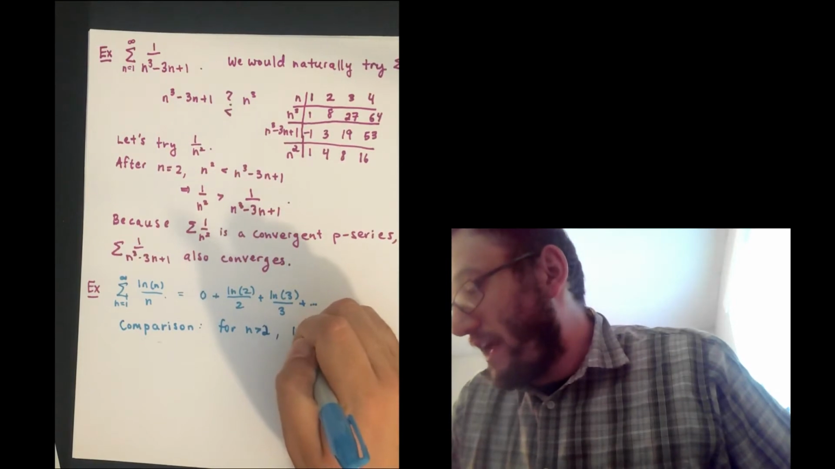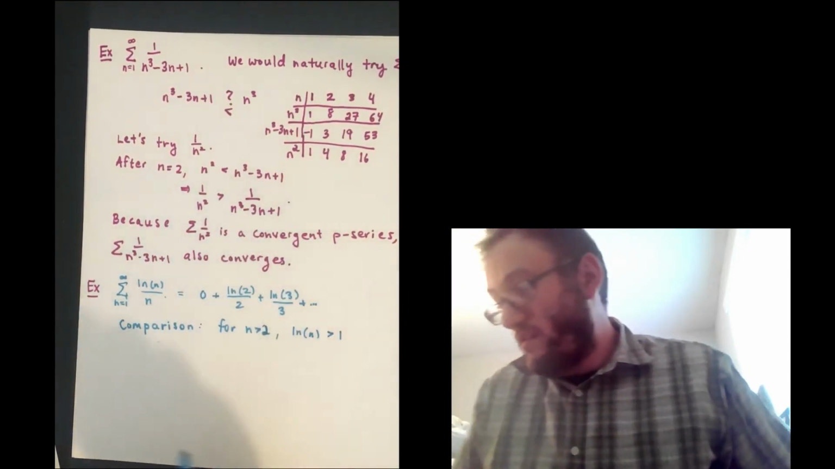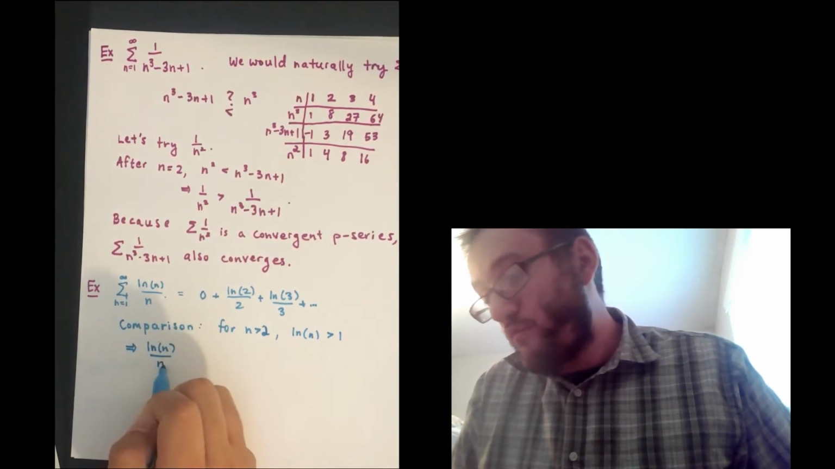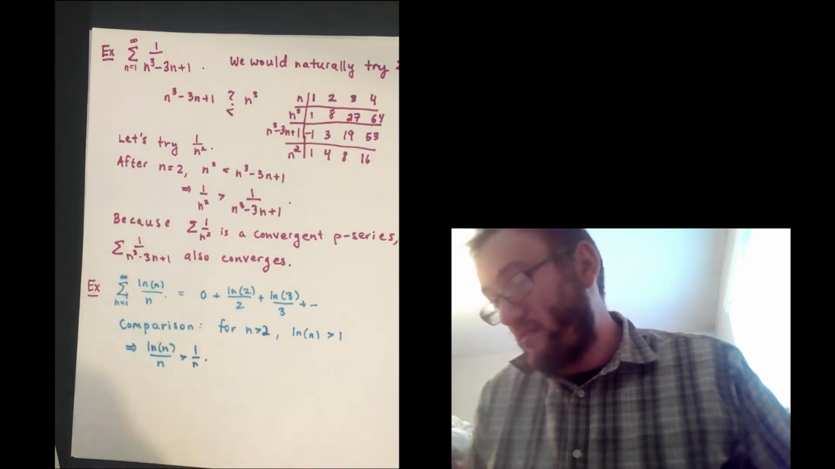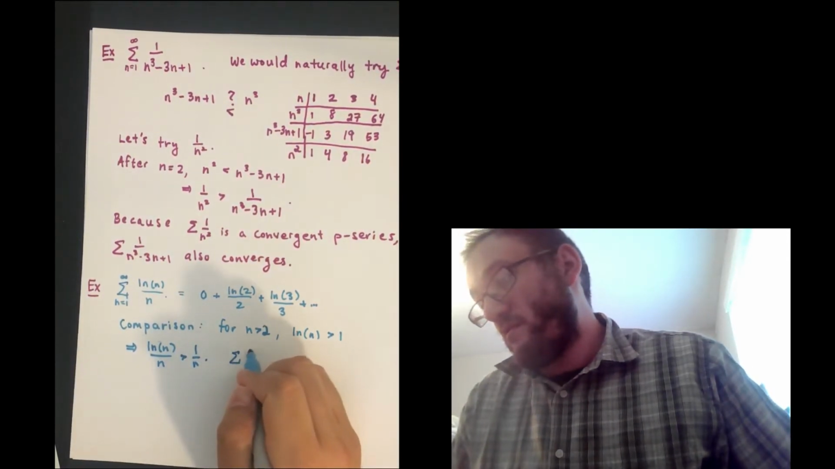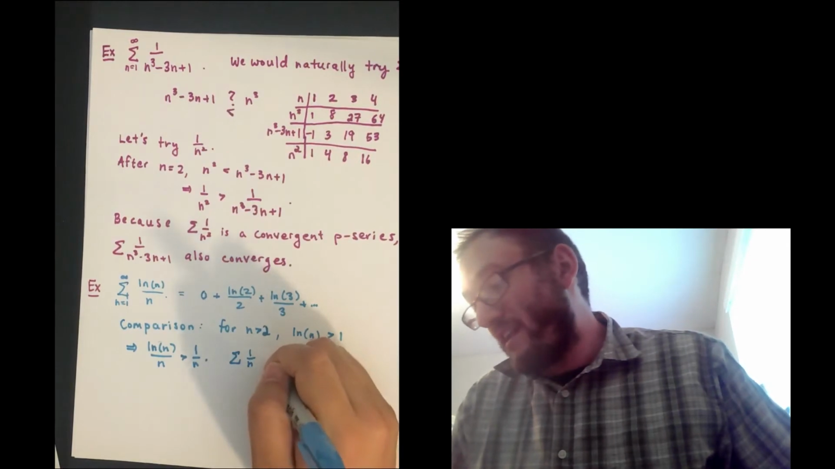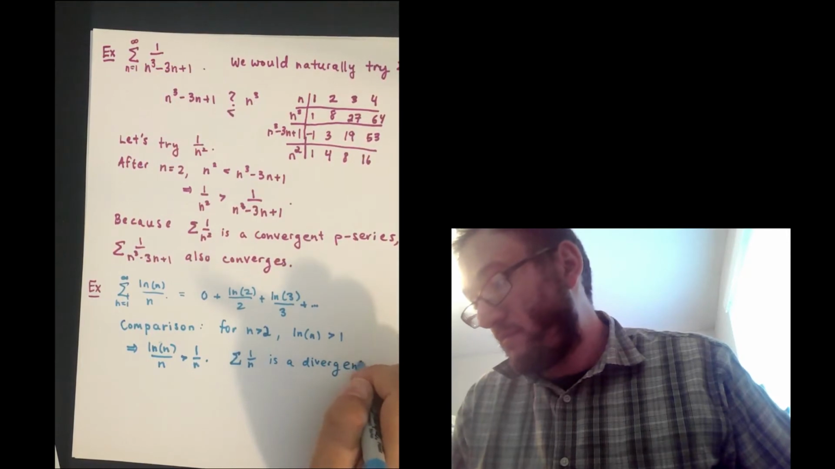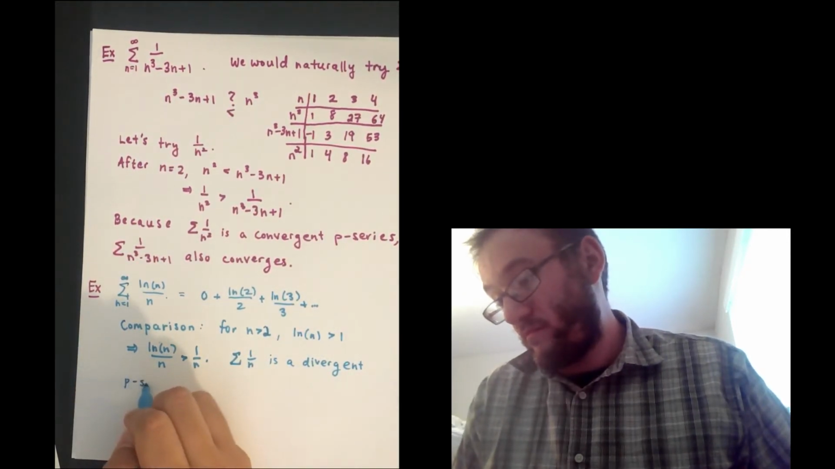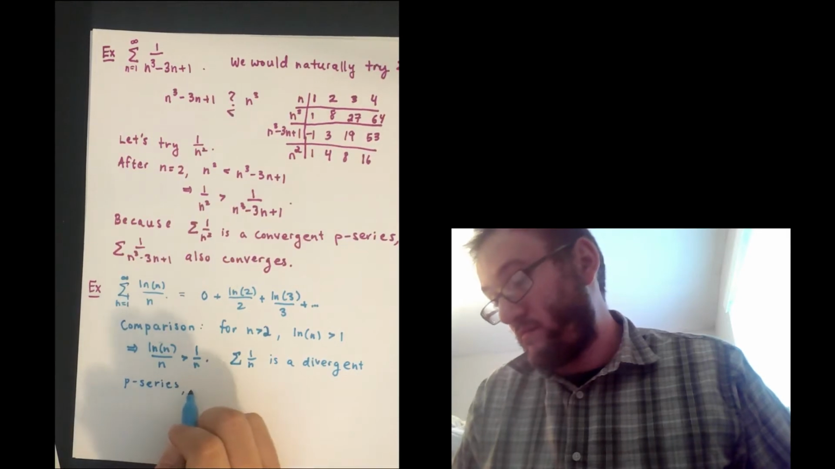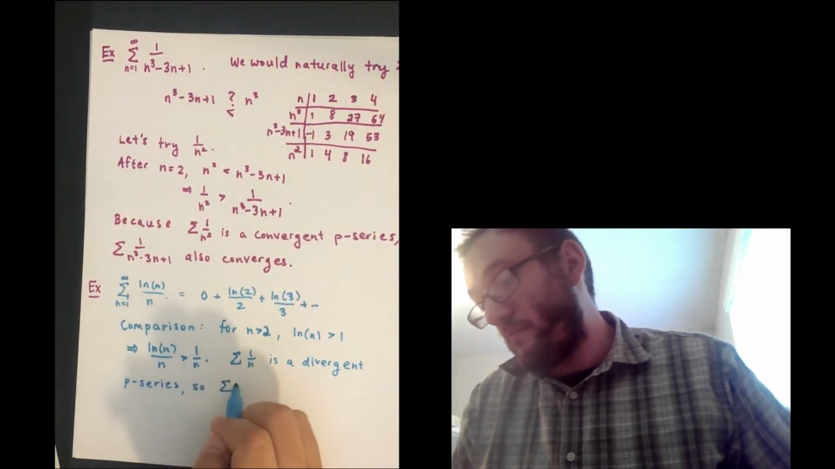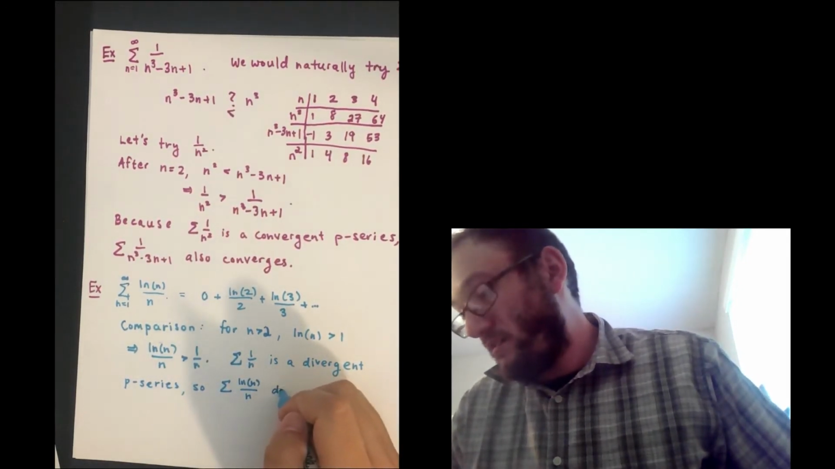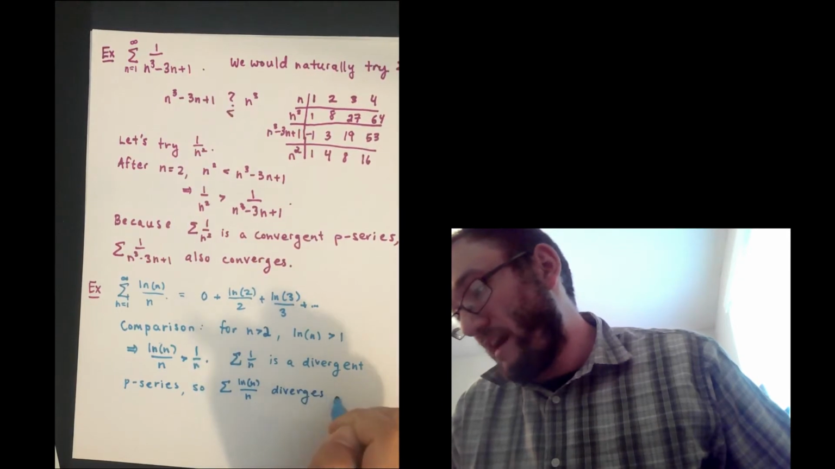So for n greater than 2, ln of n is greater than 1. And that implies that ln of n over n is greater than 1 over n. The sum of 1 over n is a divergent p-series. So our sum, ln n over n, diverges by the comparison test.